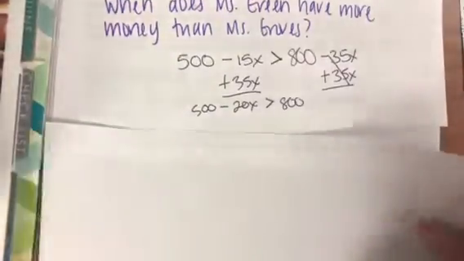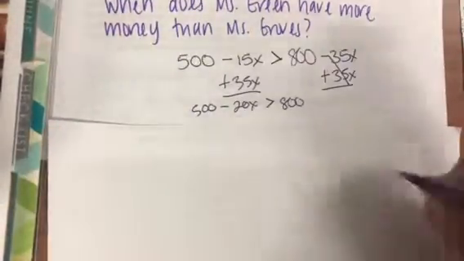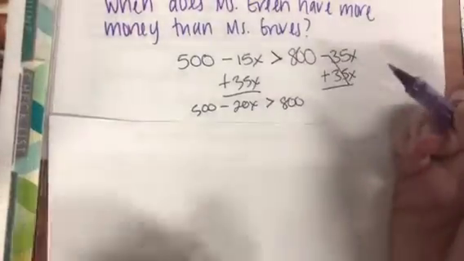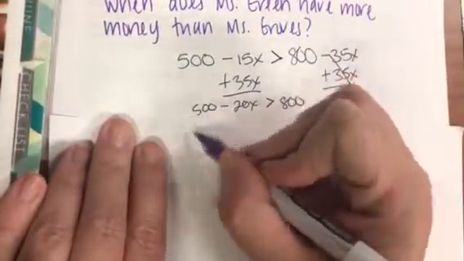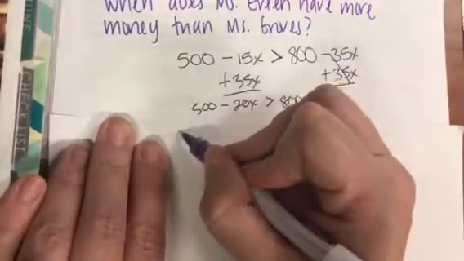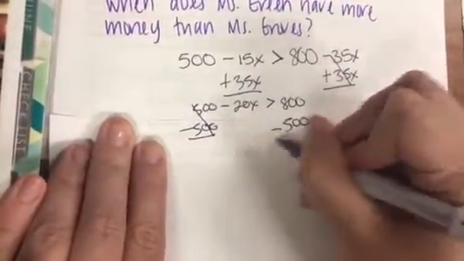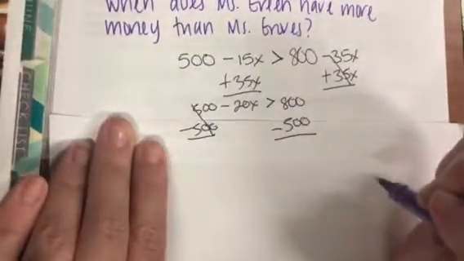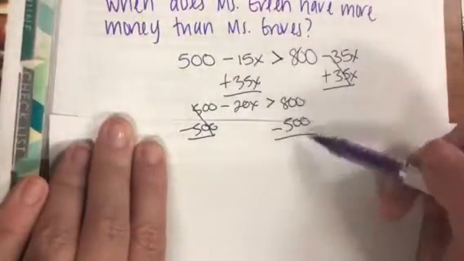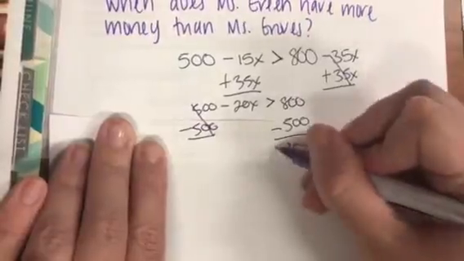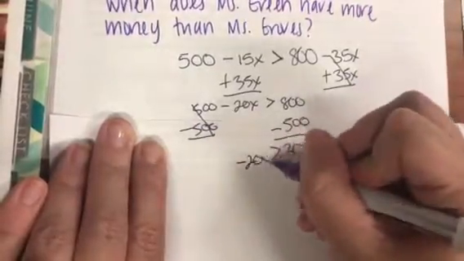So now we've got 500 minus 20x is greater than 800. What do we need to do now? Eliminate the constant. Was that a positive or a negative constant? Positive. So I'm going to subtract 500. I wasn't multiplying or dividing, so my sign stays the same. So I've got 300 is less than negative 20x.